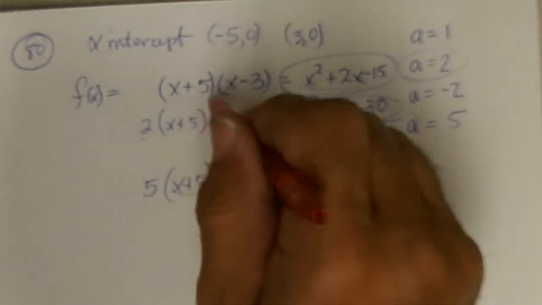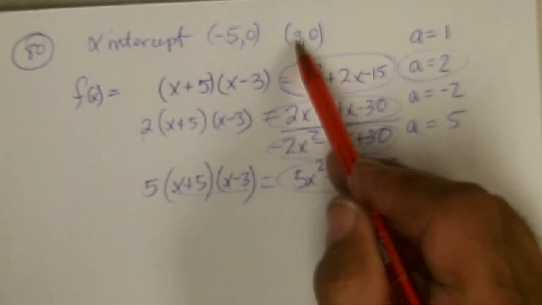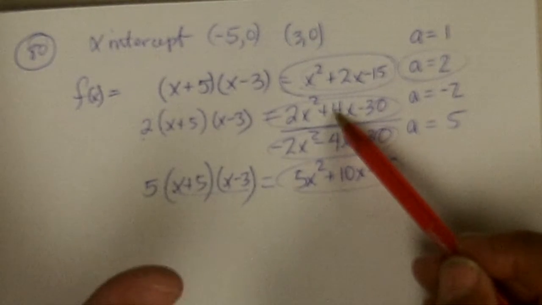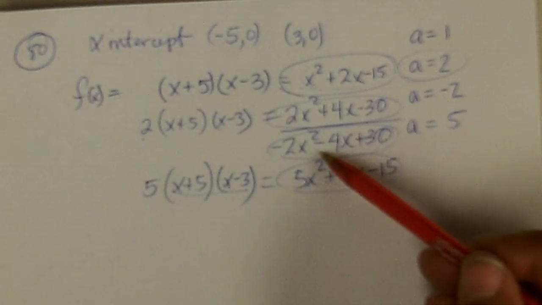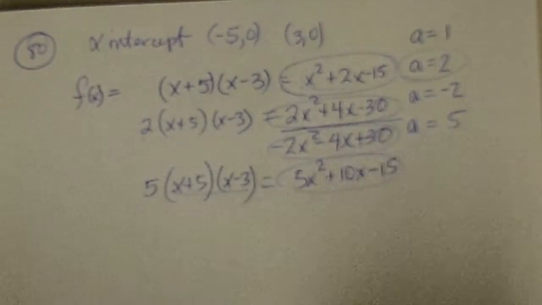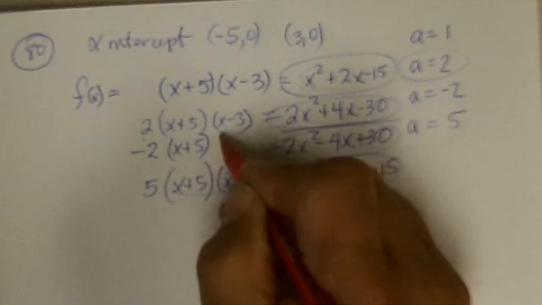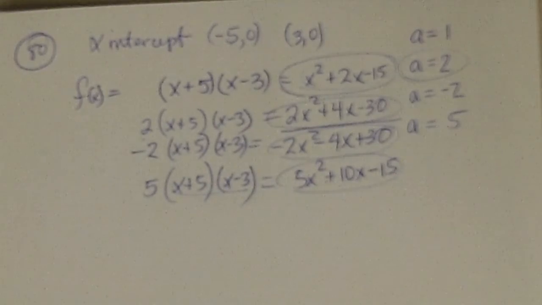If you graphed any one of these four, it would go through the x-intercept negative 5, 0, and the x-intercept 3, 0. The first two would be right side up, and the last one would be right side up, and the third one here would be upside down. Let's write that in here. Negative 2 times x plus 5 and x minus 3. So there's all the answers and how they work.